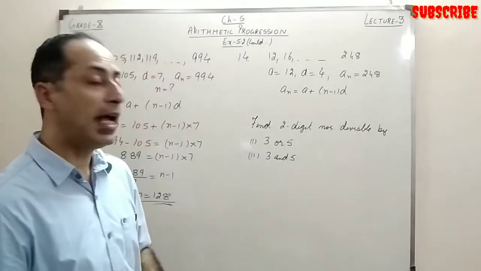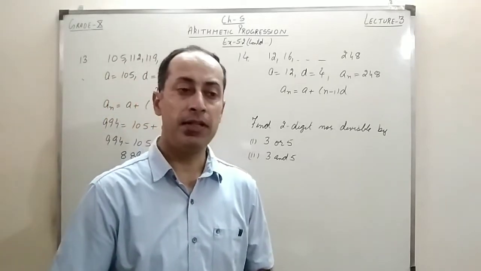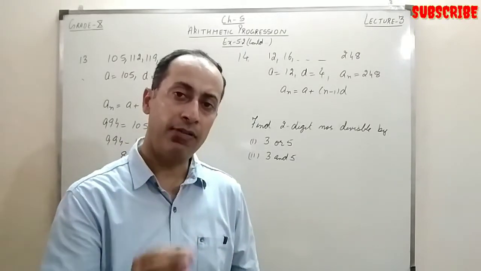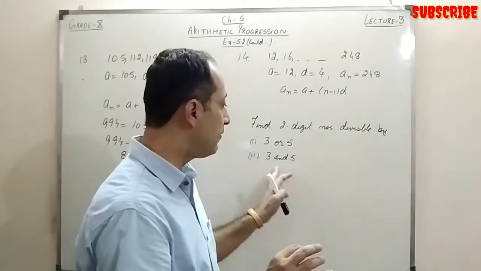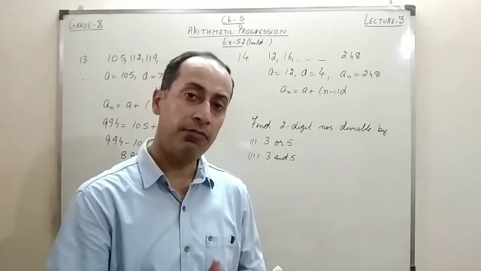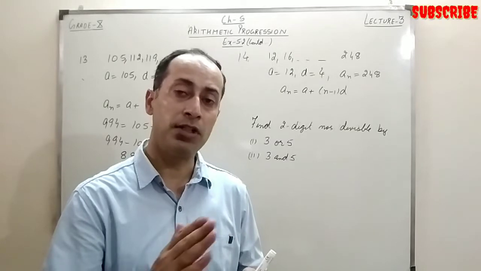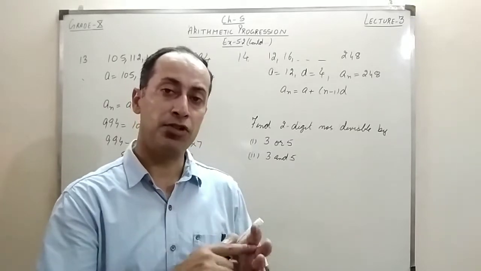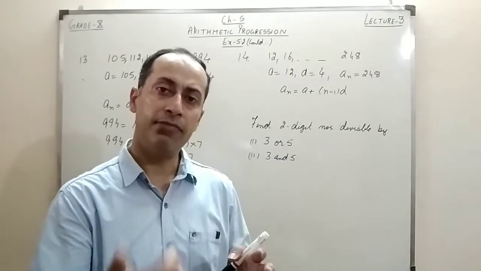And when we talk about AND, 3 and 5, it means the particular number should be divisible by both 3 and 5. It means I have to find the LCM of 3 and 5, and that is 15. So I will have to find all those 2-digit numbers which are divisible by 15 only. It means the number should be divisible by 3 also and 5 also.